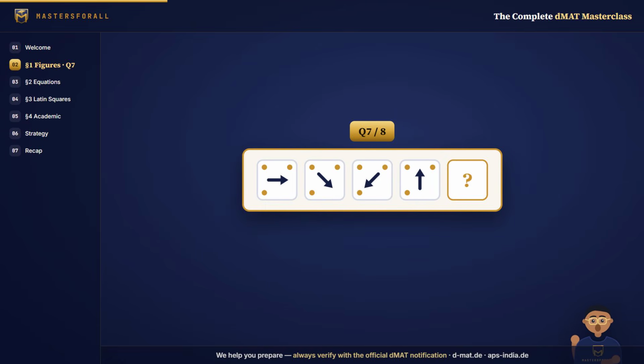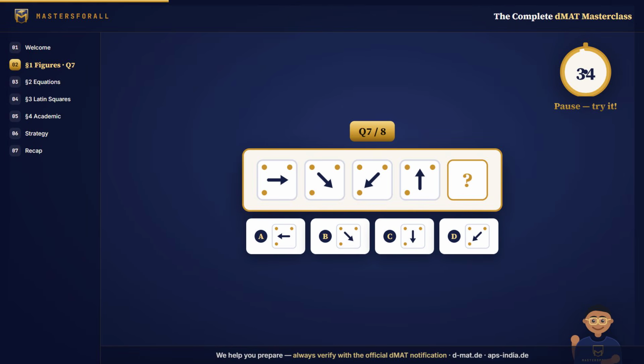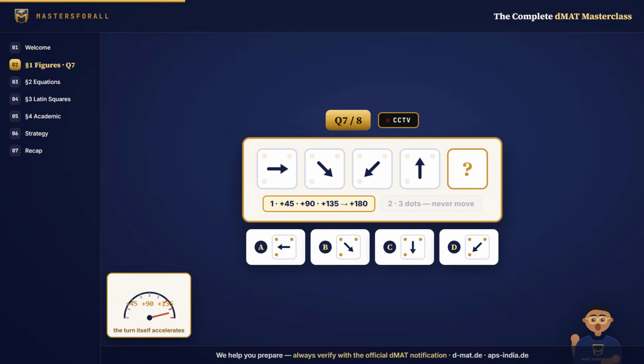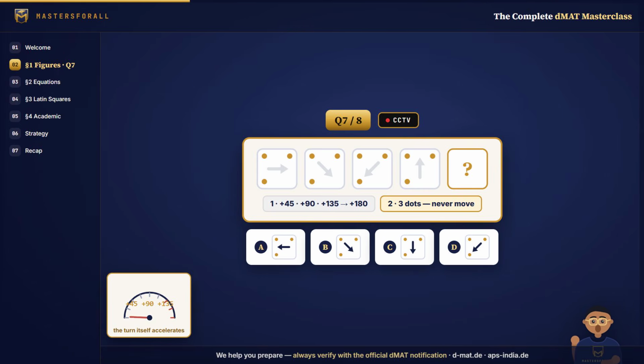The accelerator. Here, the turning itself is changing. Plus 45, plus 90, plus 135. The rotation grows by 45 each step. Next, plus 180, pointing down. And the 3 dots, they never moved. Confirm the lazy suspect, then ignore it. The answer is C.